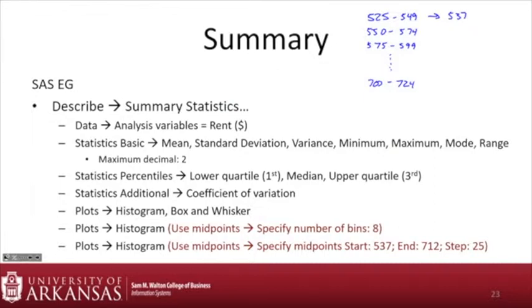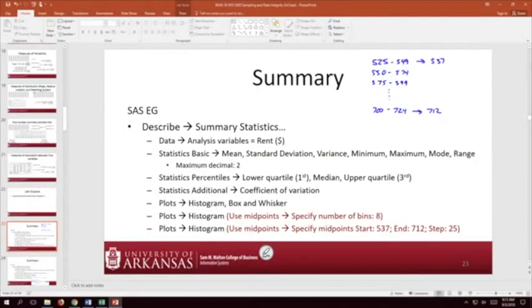Same thing at the bottom. If we add 700 plus 724 and divide by 2, the midpoint is 712. Okay. So the software is great. It makes pictures for us if the data is in a format that we want. If it's not in a format that we want, then we've got to make it how we want it. All right. So let's hold that.